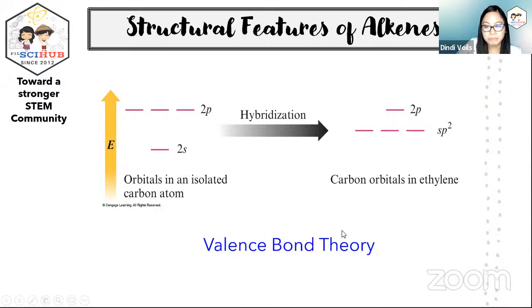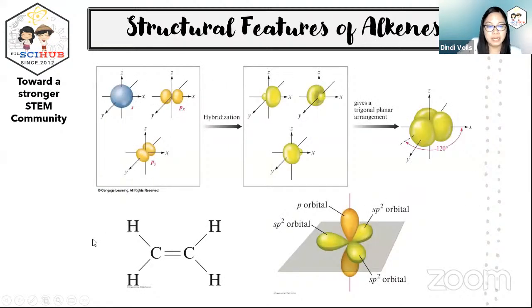But according to valence bond theory, they form what are called hybrid orbitals whenever they form a bond in an alkene functional group. What happens is that two of the 2p orbitals mix with the 2s orbital, forming three sp2 hybrid orbitals. What's left is a 2p orbital on its own, which retains its original configuration. These are the carbon orbitals in ethylene. And by the way, orbitals are just the probability of finding the electron in space. In other words, most likely, dito nyo po mahahagilap yung electrons.